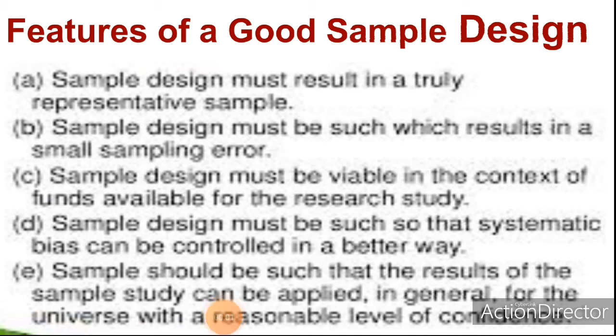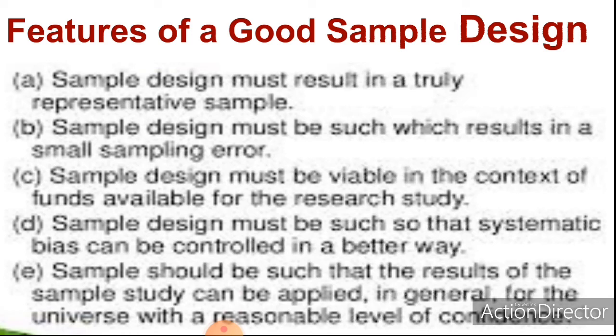Now the third feature is, the selected sampling design must be viable, which means the sampling design should be viable on the basis of budget constraint. Now the next feature is, a good sample design must control the systematic bias, which means the sampling design should be selected in such a manner that systematic bias can be controlled in a better way. Next feature of a good sampling design is, results can be applied to the universe. The meaning of this feature is, when we select a good sampling design, we can use the result of this sampling study everywhere in the universe with full confidence.